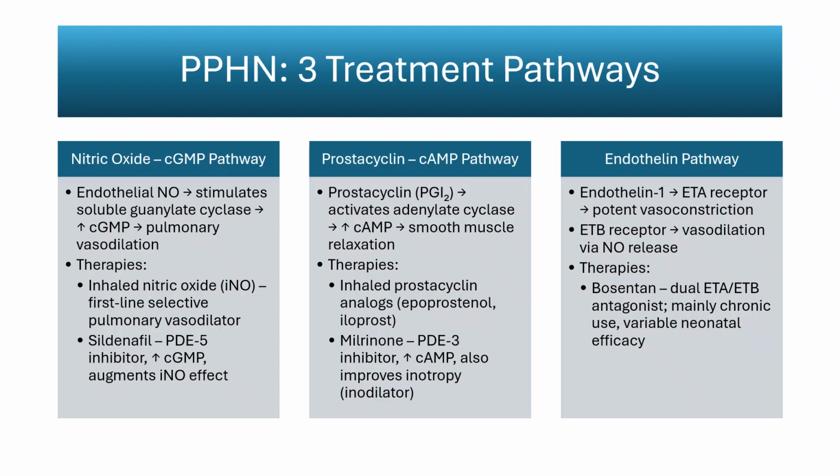The third pathway involves endothelin signaling. Endothelin-1 binds ETA receptors to induce potent vasoconstriction, while ETB receptors promote vasodilation through nitric oxide release. Bosentan, a dual ETA/ETB receptor antagonist, is used primarily for chronic pulmonary hypertension, with limited acute neonatal experience. Understanding these pathways is essential, as they explain why different agents are chosen based on mechanism, disease severity, and response to therapy, and they provide a framework for combination therapy in refractory cases.